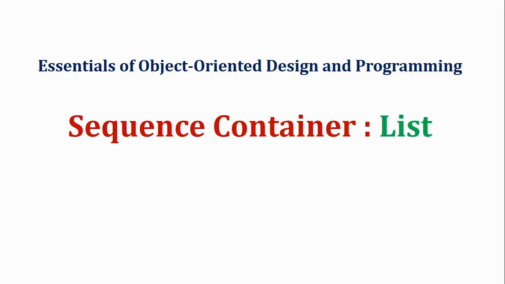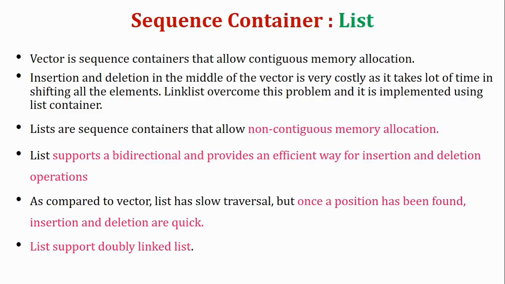Hello everyone. Welcome to the course on Essentials of Object-Oriented Design and Programming. In this presentation, we are going to discuss the list concept in the sequential container. First, we will discuss some of the drawbacks in the vector concept. The vector is a sequential container that allows continuous memory allocation. Insertion and deletion in the middle of the vector is very costly because it takes a lot of time in shifting all the elements. The linked list overcomes this problem and it is implemented using the list container.